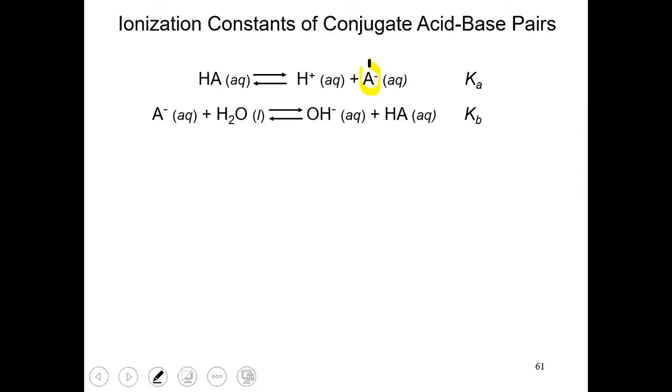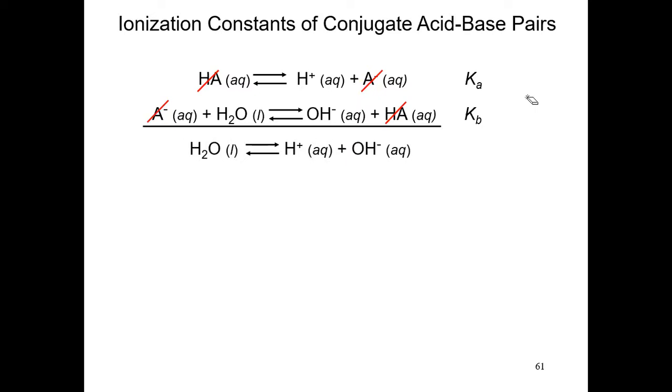Now, what happens if I were to come in and add these two equations? I'm going to see that, first of all, anything on the right will cancel out with anything on the left. So the conjugate base cancels out. The acid that started here got regenerated in the second equation. And so when we add these up, what we find is essentially the equilibrium for the auto ionization of water. And we know that that has a constant called Kw, the ion product constant of water.